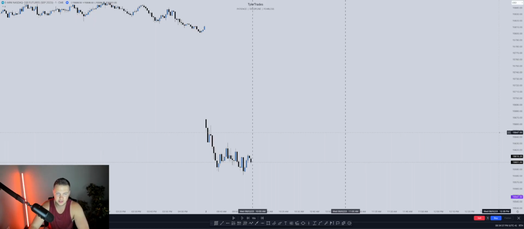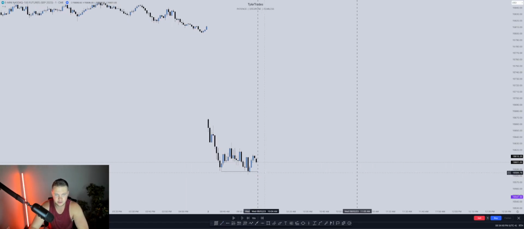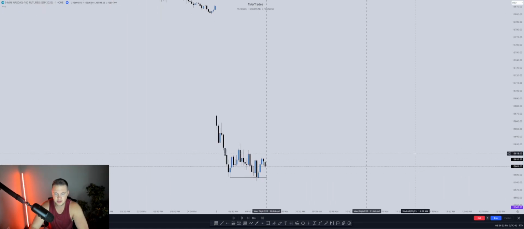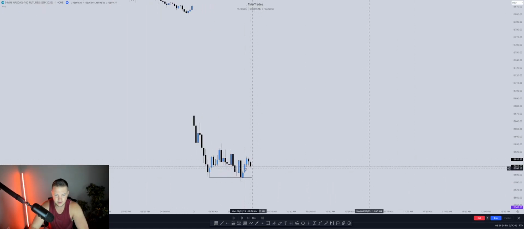Silver bullet hour. And right here, one thing I'm observing right away is it looks like during this macro, we did have one punch below this sell side level. So I would be interested in potentially getting long here. I would like to see a little bit more displacement. I do notice that we have a fair value gap right here as we did break above this order block.